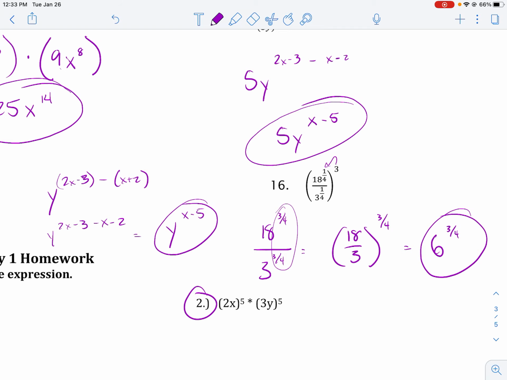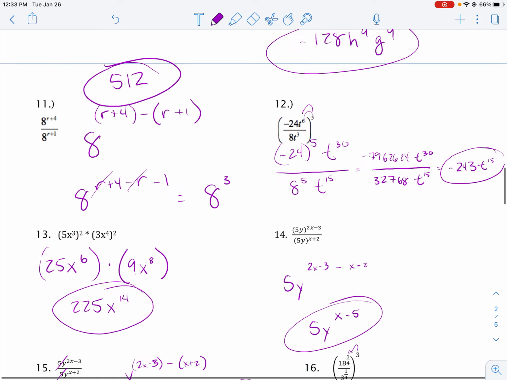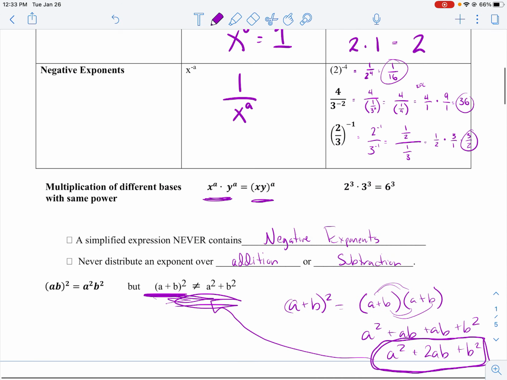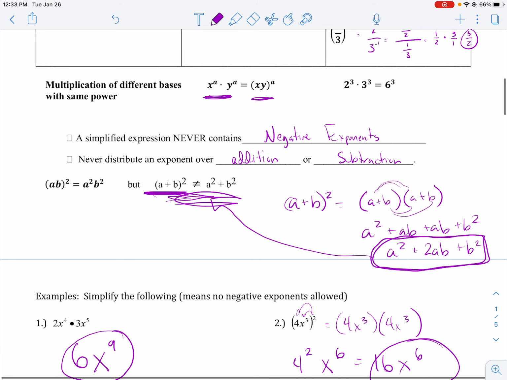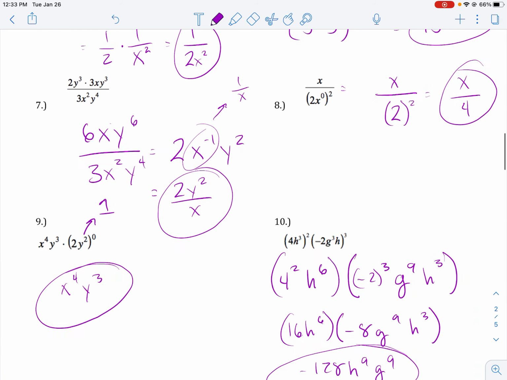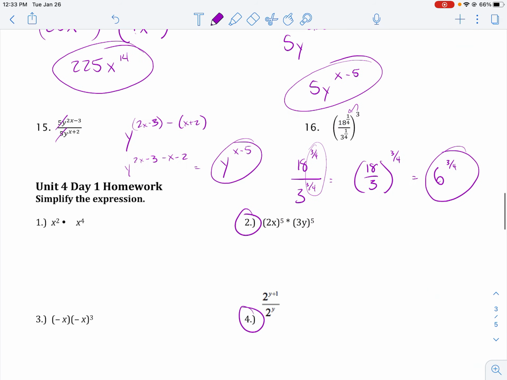Okay, so kind of like with the multiplication rule, except it's division, right? But the process is still the same, okay? Multiplication over different bases. Even though we have different bases here, I was able to take that 3/4 out, right?